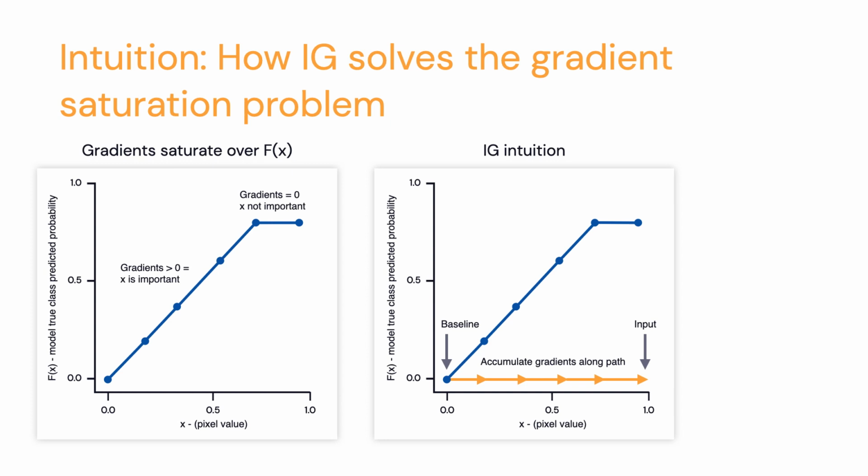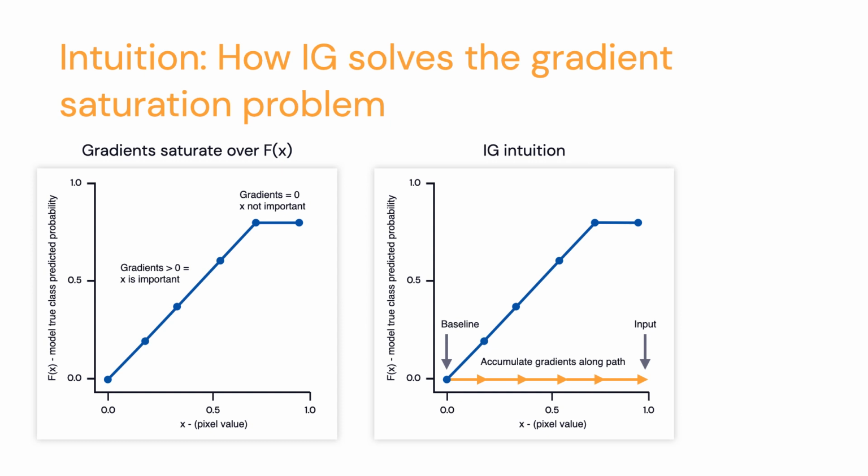Recall that your model is a learned function that describes a mapping between your input feature space, in this case image pixel values, and an output space defined by class probabilities between 0 and 1. Consider the simplified model function represented in the two graphs on the screen, which plot your model's predicted probability on the correct class on the y-axis and feature values along the x-axis.